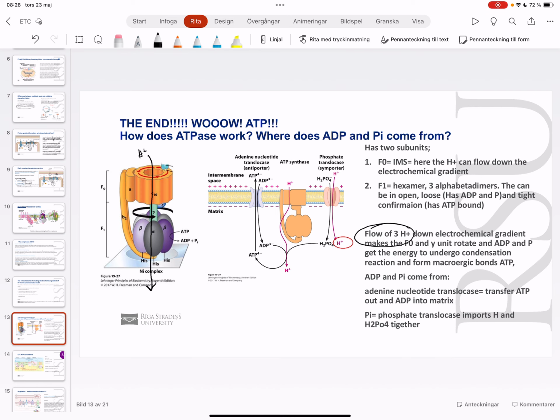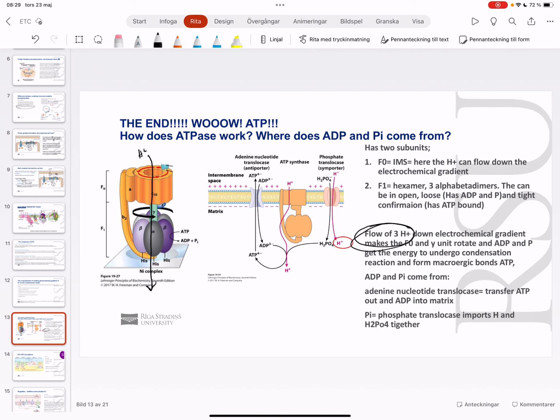Flow of 3 hydrogens down the electrochemical gradient makes the F0 and gamma subunit rotate, and ADP and phosphate get the energy to undergo a condensation reaction and form macroergic bonds. So they will form the ATP.